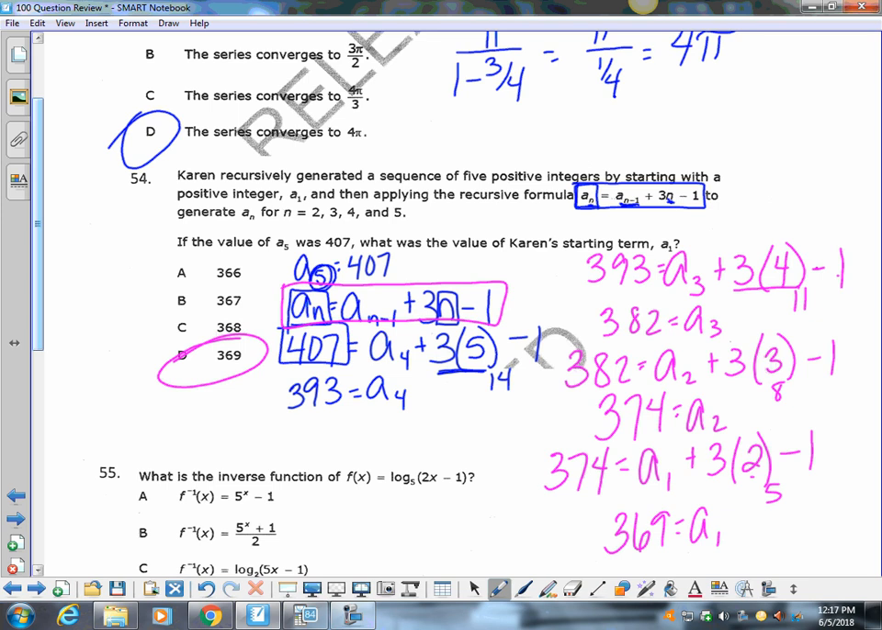Some of these problems are super quick, and some of them aren't. And so when you get to one that isn't, you just have to stay the course and see it all the way through and don't give up on it.